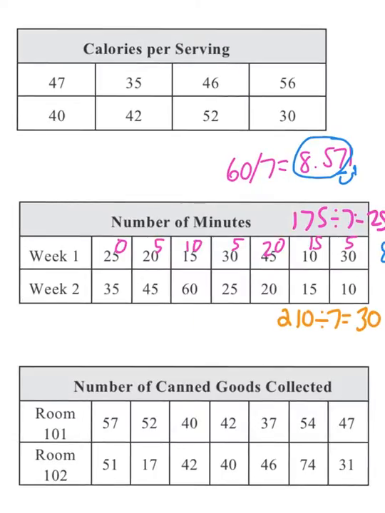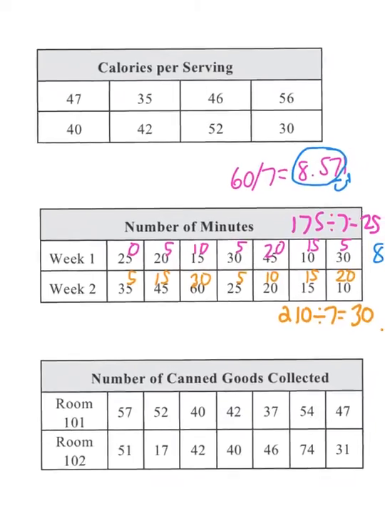So let's start here. 35 minus 30 is 5. 45 minus 30 is 15. 60 minus 30 is 30. 30 minus 25 is 5. 30 minus 20 is 10. 30 minus 15 is 15. And 30 minus 10 is 20. So those are the numbers from step 2.